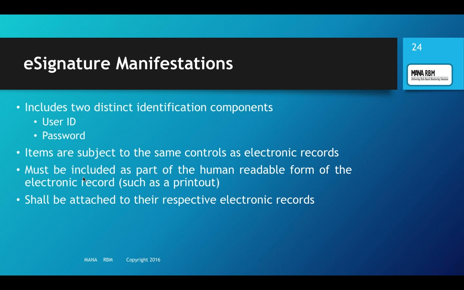You can use other things, but those are the usual ones you'll see. They are subject to the same controls as electronic records, meaning who can access them and what they can do. They need to be included as part of a human readable form in the electronic records. As I said, when you print it out, you need to be able to read that, as you're checking what to do with an e-signature, and it needs to be attached to that specific electronic record. And when you print it, that e-signature shows.